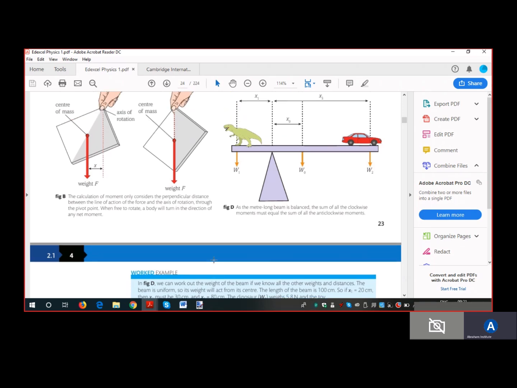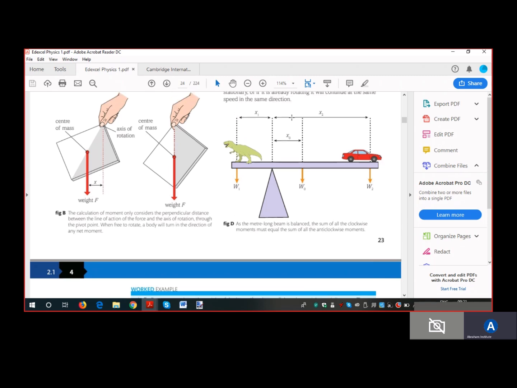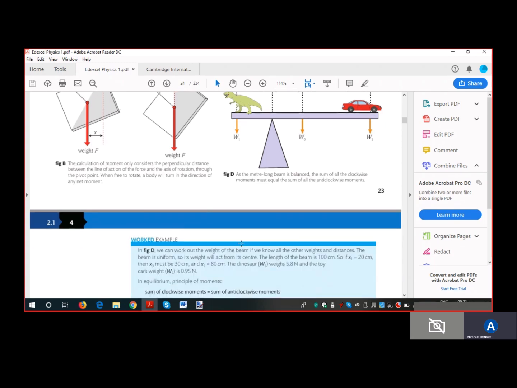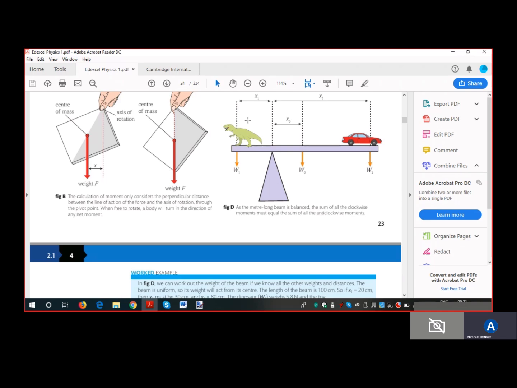Then x0, which is this one. Okay, so from here to here it is 50. x1 plus x0 is 50 because the center of mass or weight of the plank acts from the middle of the plank. So from here to here it is 50. So if we know x1, then 50 minus x1 will give you x0. So it's 50 minus 20, which will give you x0. That is 30.